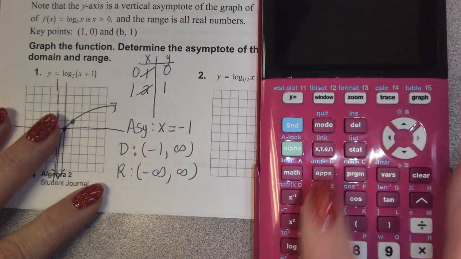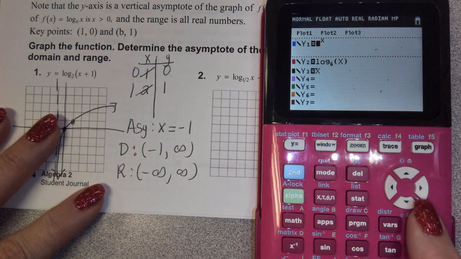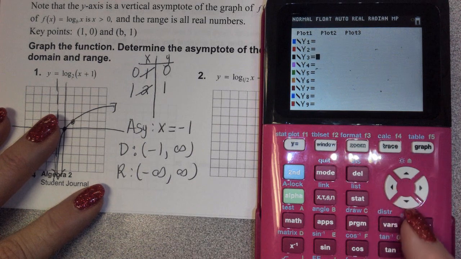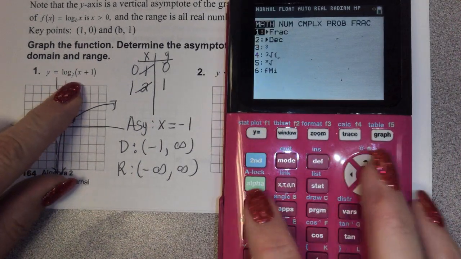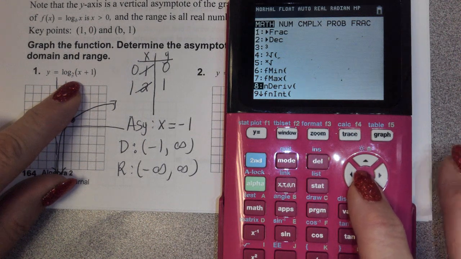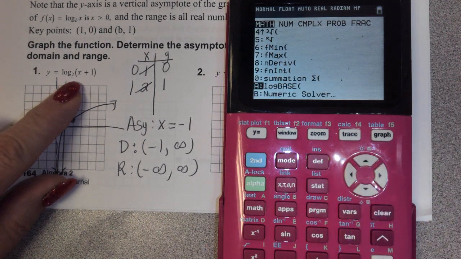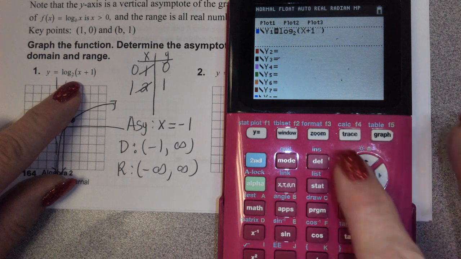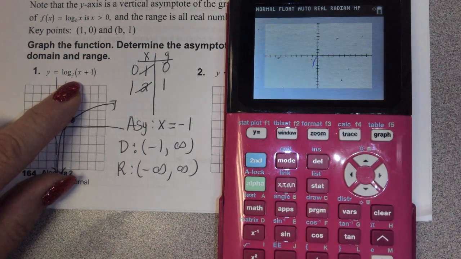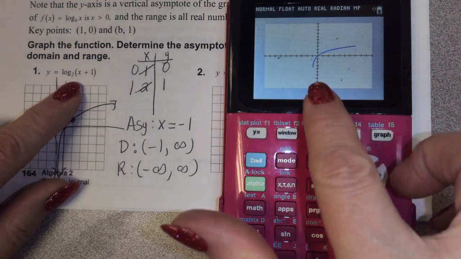When you're doing these on the big ideas, I don't want you using a calculator, but I want you to see how you can check it. I can just go under math, and I can go down to log base, and I can put in log base 2 of x plus 1. I'm going to do a zoom 6. Here's the way it looks.